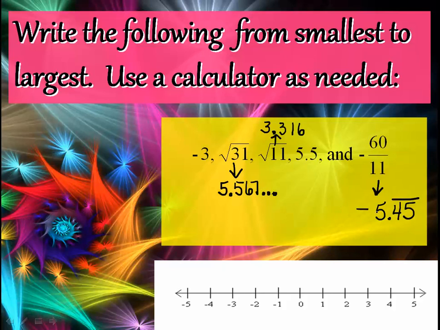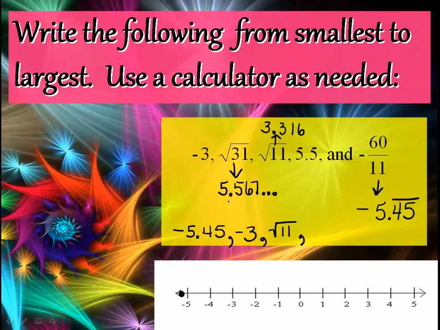Now if I look at my numbers, I have two negative numbers. Negative 5 is smaller than negative 3. So negative 5.45 is somewhere here, and negative 3 I move up and put it there. So negative 5.45 would be my smallest number. Negative 3 would be my next smallest number. Looking at my positive numbers, 3.316 is smaller than 5.5 or 5.567, so that would come next. So I would write the square root of 11 next.